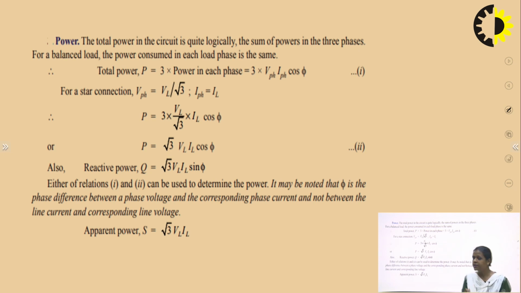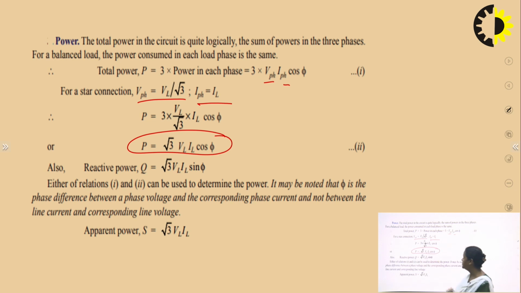For star connection, we know that VPH is equal to VL by root 3 and IPH is equal to IL, right? If we put VPH as VL by root 3 and IPH as IL, you will get P equal to root 3 VL IL cos phi, which is called active power, real power or true power. In a similar way, you can find the reactive power, which is root 3 VL IL sin phi, and the apparent power, which is the total power given to the circuit, is root 3 VL IL.